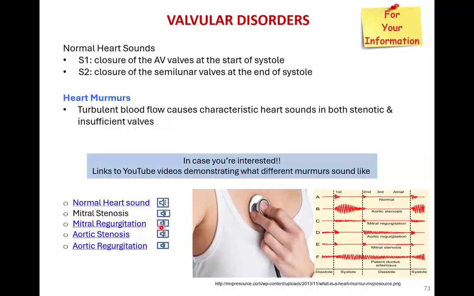So if you click on the link, I will encourage you to listen to the normal heart sound first. So remember, there's usually two. S1, which is the closure of the AV valves. When do the AV valves close? The AV valves close at the start of ventricular systole, right? And the S2, which is the closure of the semilunar valves. When do the semilunar valves close? The semilunar valves close at the beginning of ventricular diastole, when the ventricle starts to relax.